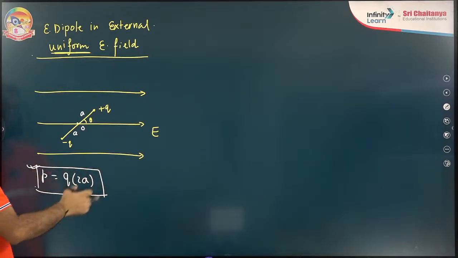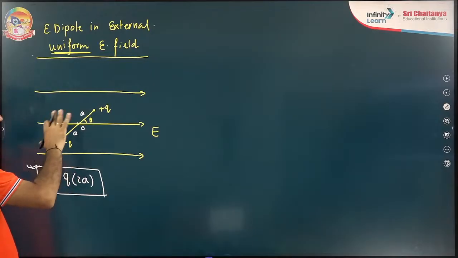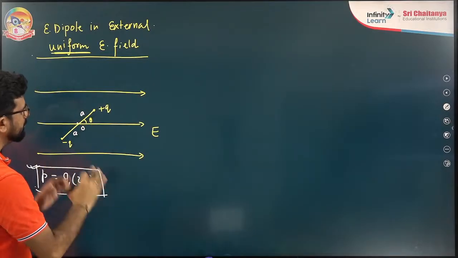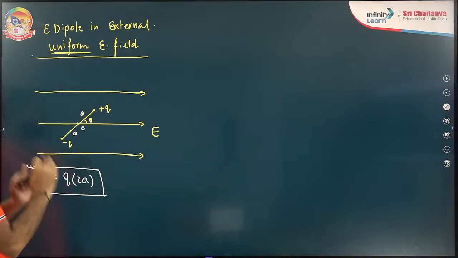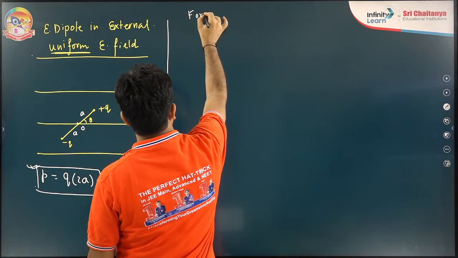Now using this, we can solve one thing. What is the net force on this dipole? What is the torque acting on this dipole? What would the motion be, translation or rotation? What is the acceleration? Those types of questions come to you. We have to solve one by one. The very first question is what is the force acting on the dipole? So first I am calculating the force acting on the dipole.